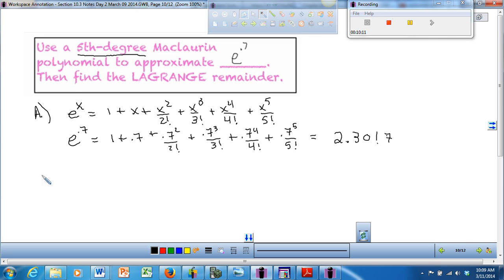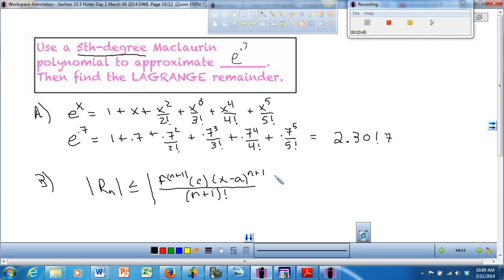It says then find the Lagrange remainder. What do I write for a Lagrange remainder? Absolute value of r sub n is less than or equal to the absolute value of the n plus first derivative at c times x minus a to the n plus 1 all over n plus 1 factorial. So now let's deconstruct this like we did before. What is our n? 5. It is the degree of our polynomial, which means n plus 1, which we'll be plugging in, is 6.